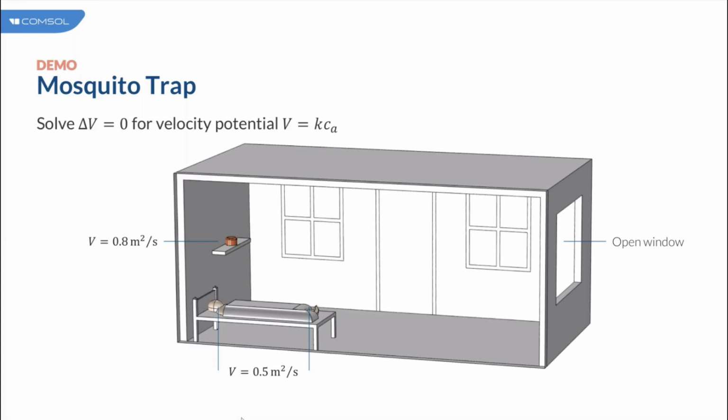Now, let's assume the trap has characteristics making it 60% more attractive than human skin, for instance. So I'm going to conveniently take that to mean that it's got a velocity potential 60% greater than I have. And I've basically invented some numbers we'll use. So let's say 0.5 meters squared per second on my skin and 60% greater, or 0.8 meters squared per second on the trap. Now, let's switch over to COMSOL to set up and solve this equation for the velocity potential.